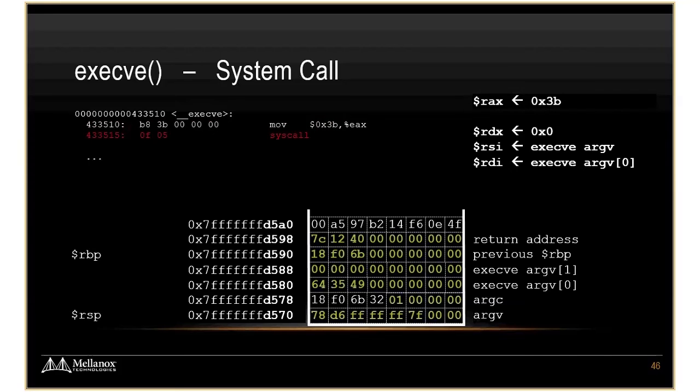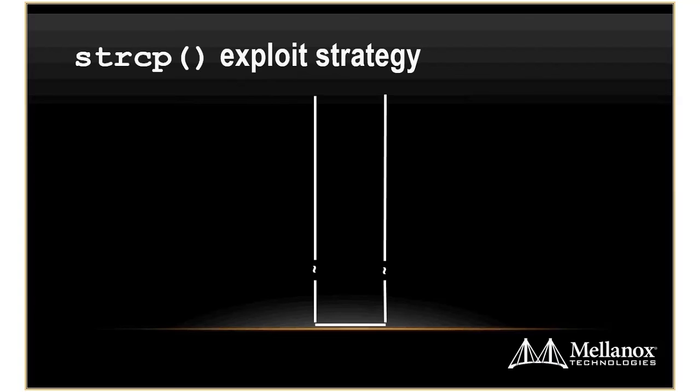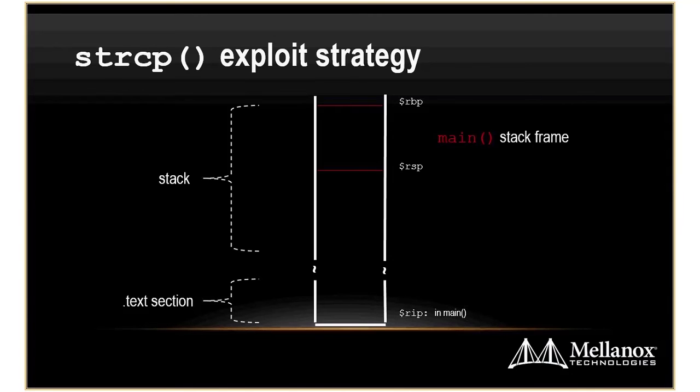Okay, so we saw this. I'll just highlight the exploit strategy, and then we'll start talking about how I actually get to the input that we saw earlier. So we have the text section down here somewhere in memory. We have the stack somewhere up here in memory. Initially, the instruction pointer is running somewhere in main, and up here we have main's stack frame.